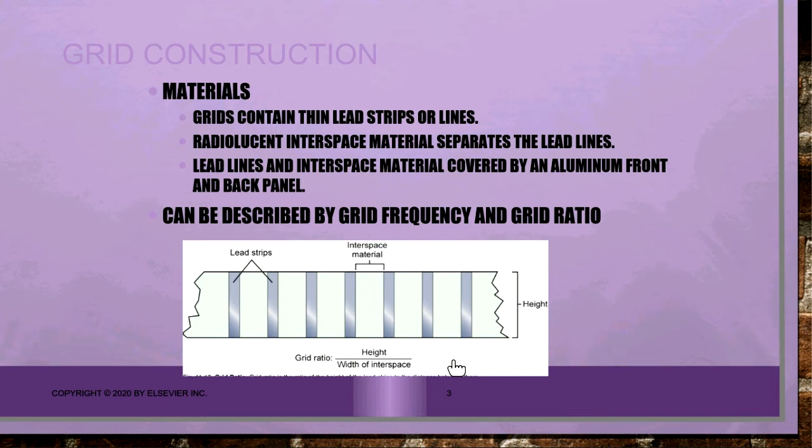Okay. They give an example on page 160 to calculate grid ratio, and they ask what the grid ratio would be if the lead strips were 3.2 millimeters high, separated by a 0.2 millimeter interspace. So you literally would take 3.2 divided by 0.2, which would give you 16. So that would be a 16:1 grid ratio. That's the simplest way to calculate grid ratio. Most of the time when we utilize grids, that information is all contained on a label on the front side of the grid, and we'll talk about that in a little bit.